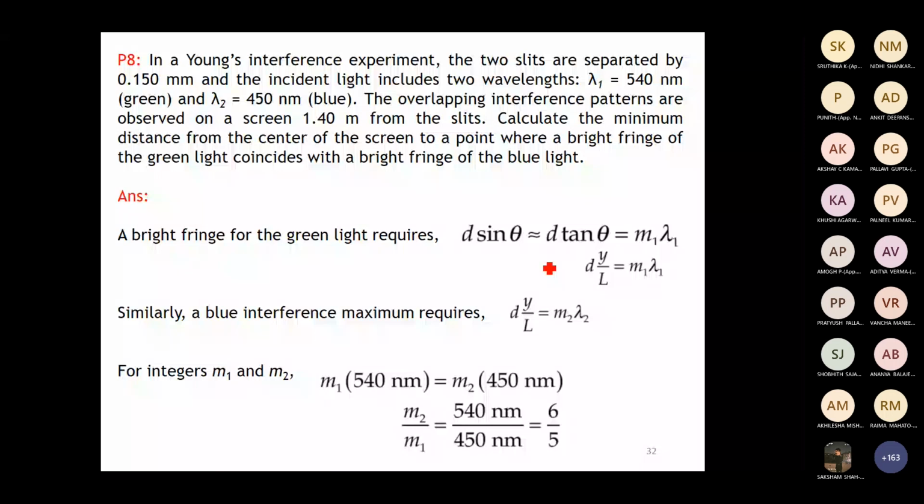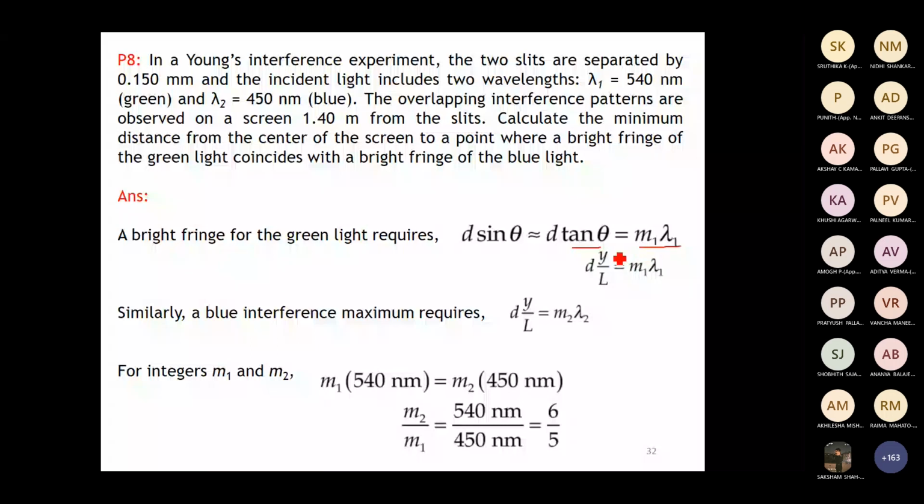So you have the expression for bright fringe for green light: d sin theta is equal to m lambda. A small angle approximation we can incorporate. In that case, we have d sin theta is equal to d tan theta equals m1 lambda 1. Since there are two wavelengths, I'm taking lambda 1 for green. And then we all know that tan theta is y by L, right? In that case, d into y by L is equal to m1 lambda 1. The conditions L, y, and d remain the same. The only thing you are changing is the wavelength.